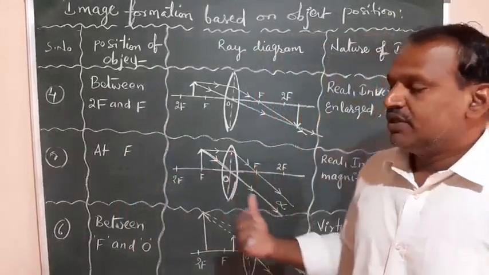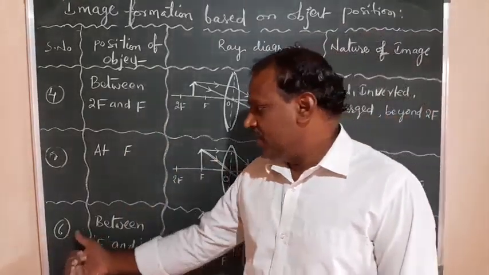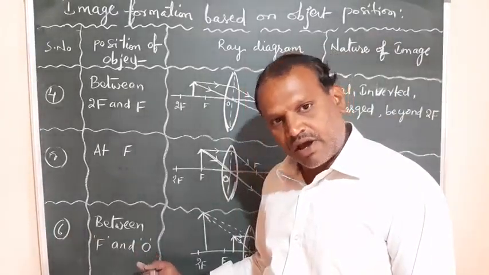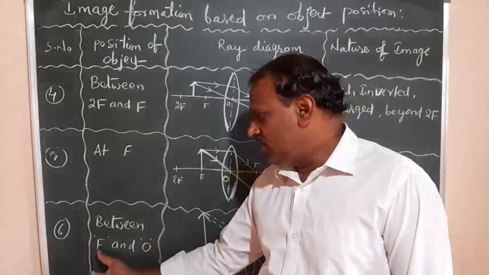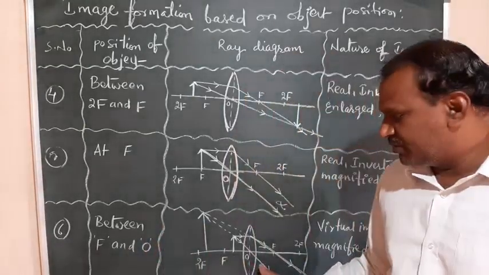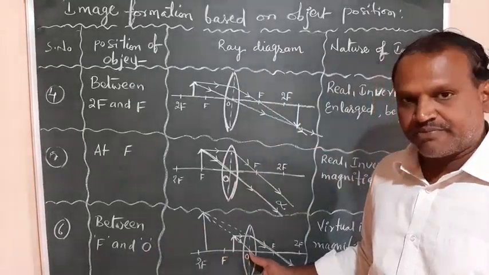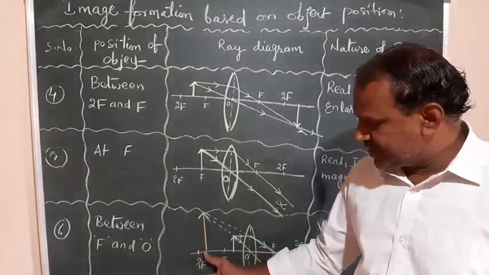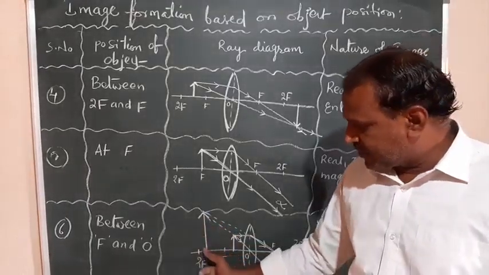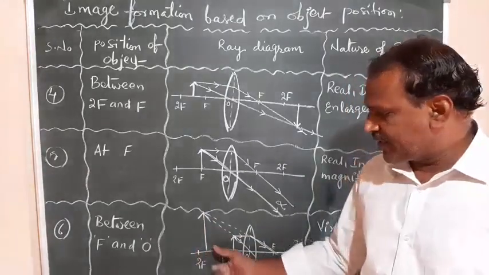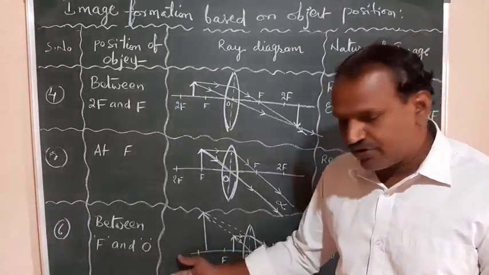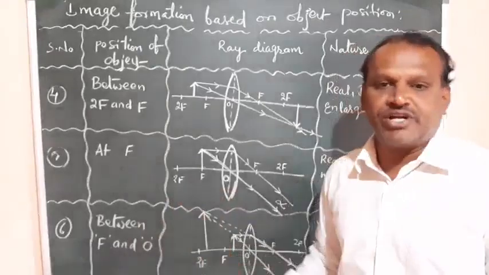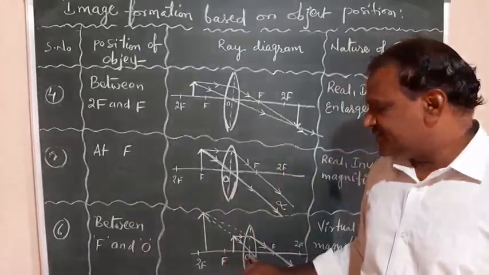Now the sixth case, where we keep the object between the focus and its optic center. For a given convex lens, the object is kept between the focus and the optic center. In the ray diagram you can see the focus here, the optic center here, and between these two we keep the object. For this object the image forms, after f definitely. Whether it is between f and 2f or after 2f does not matter. We just observe that the image forms on the same side as the object when the object is kept between the focus and its optic center.